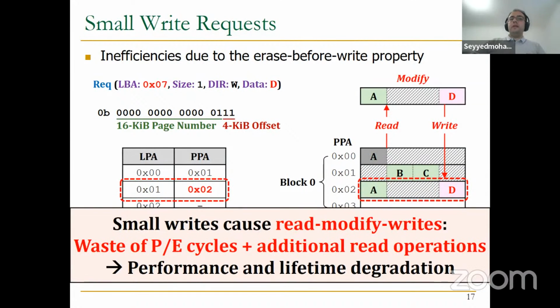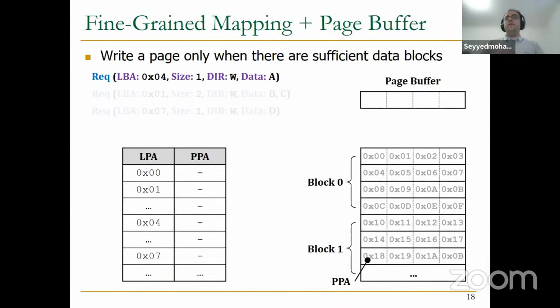So basically, it wastes P/E cycles and also causes an additional read operation, all because of these small write requests. You can see that small write requests, which are caused by the I/O mismatch, where the OS works with 4 kilobyte pages but the SSD works with 16 kilobyte pages, have performance and lifetime overhead. So how can we deal with that?